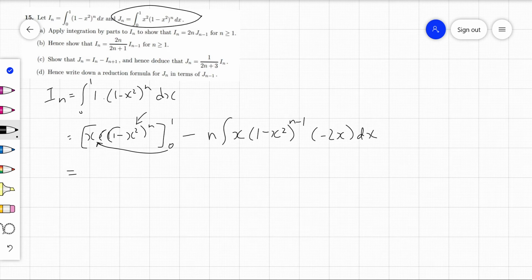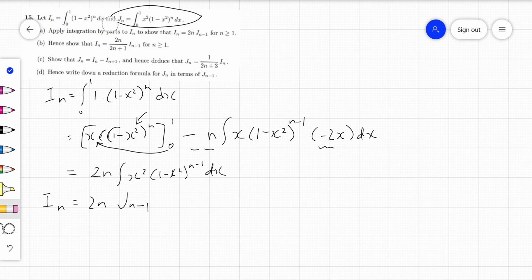So what have I got here? I'm going to put that minus 2 out the front as well with the minus n, so I'm going to have a positive 2n. If I just collect things, I'm going to have an x squared, 1 minus x squared to the n minus 1 dx. So you can see there that I've got In and it equals 2n, and that is exactly what Jn minus 1 is equal to. So that's done. Remember that, we'll need that later.